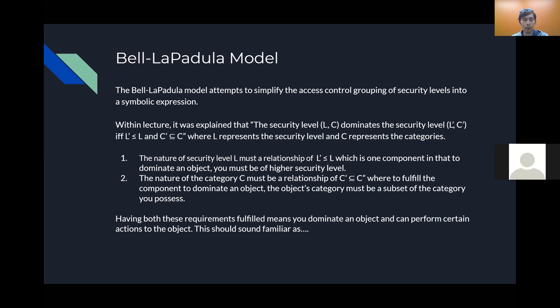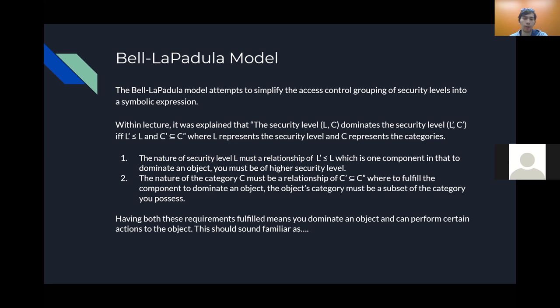The best way to summarize L and C is that L is the nature of the security level, of which the relationship must be lower than the security level that you have. Because of this, you must have a higher security level if you potentially, for example, want to read an object that is of lower security clearance. An example of this is if you have top secret clearance, right? You should be able to read a secret, maybe unclassified document because you have the clearance to do so. And therefore you dominate the object in terms of just security level.